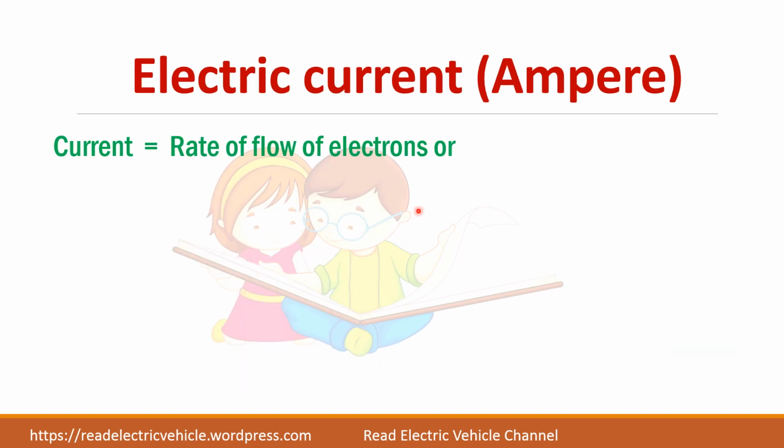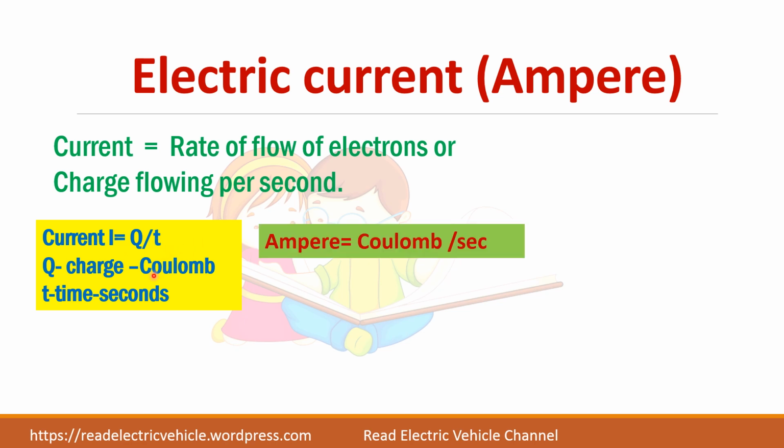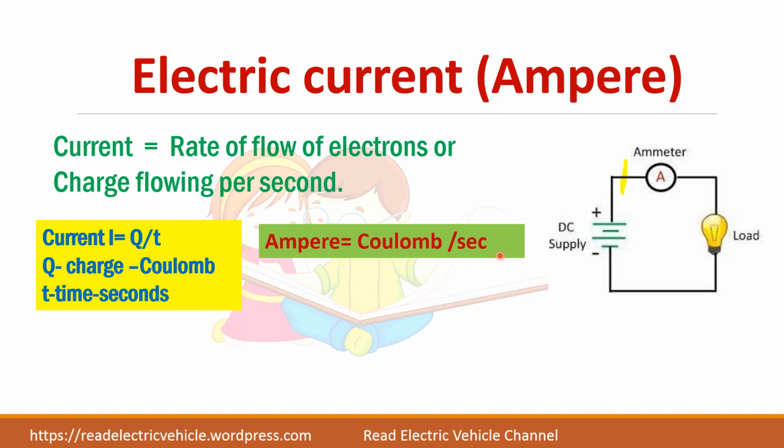Now let us see the formula for electric current. Current is equal to the rate of flow of electrons, or you can write charge flowing per second. So current I is equal to Q by T, where Q is the charge and the unit of charge is coulomb, and T is the time and the unit of time is seconds. So I is equal to Q by T. The unit of current we have seen is ampere. So 1 ampere is equal to 1 coulomb per second.